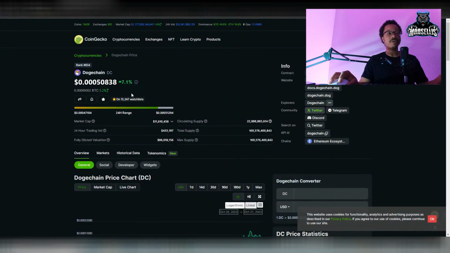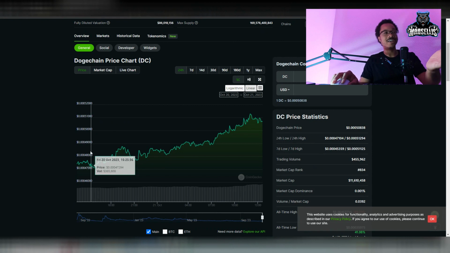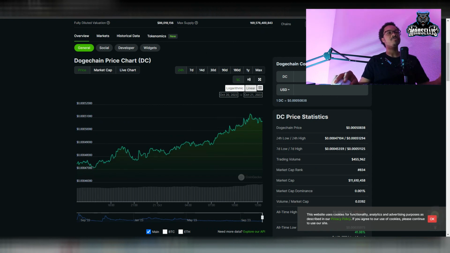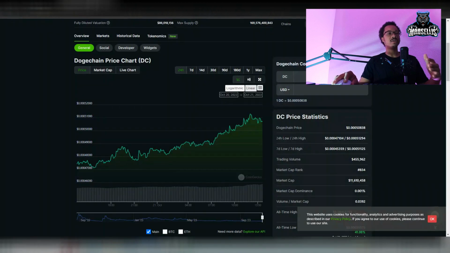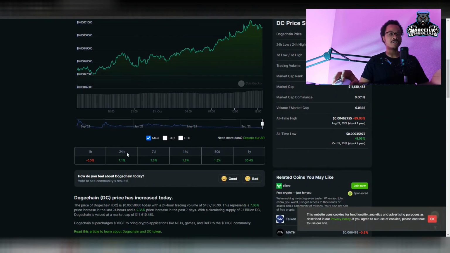But as of right now, DOGECHAIN is doing extremely well, 7.1% up in the last 24 hours. So that's very, very good. Look at that. It's straight rising. That's why there's always going to be a pullback after you're having all of these accolades that you've achieved in such a short period of time. In 24 hours, 7.1% up.